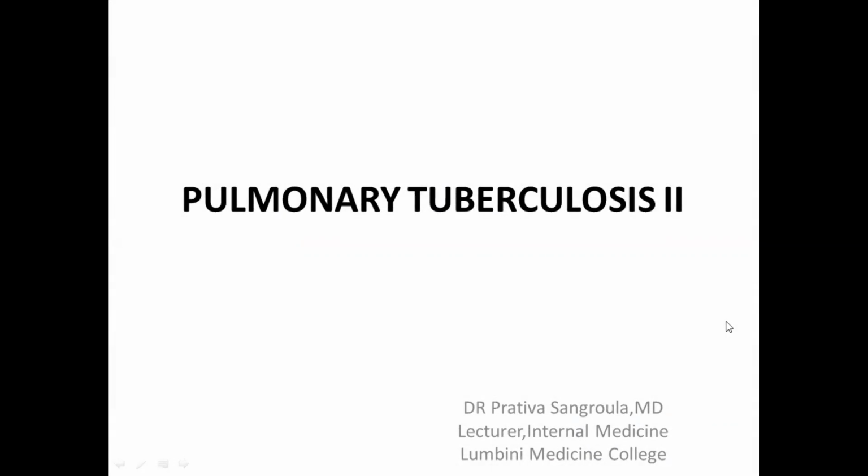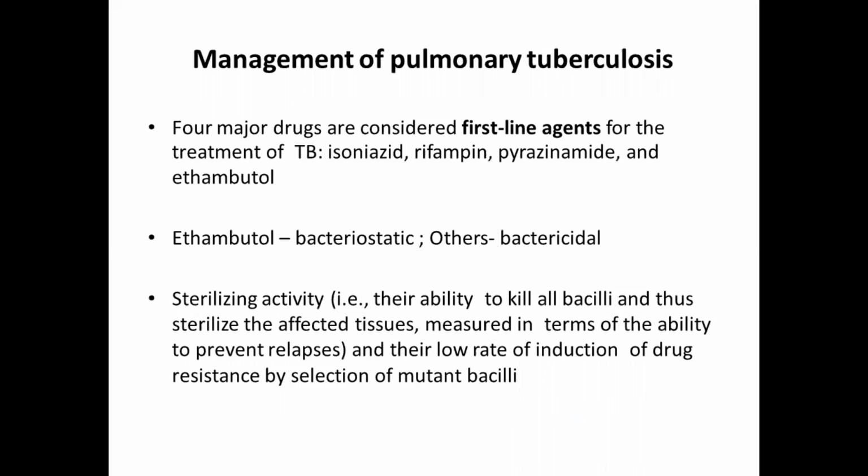Today we'll be talking about pulmonary tuberculosis part 2, and it is about the management of pulmonary tuberculosis. Basically, management of tuberculosis is done by pharmacological therapy, and there are two lines of drugs: first line agents and second line agents. Since the treatment of tuberculosis goes for a long time, at least 6 months or above, you should be cautious while starting the treatment and while choosing the proper treatment.